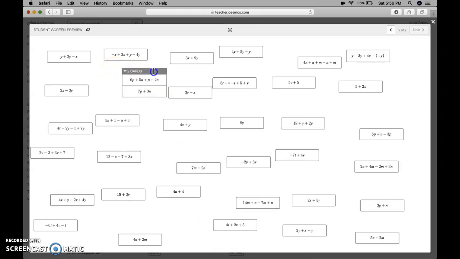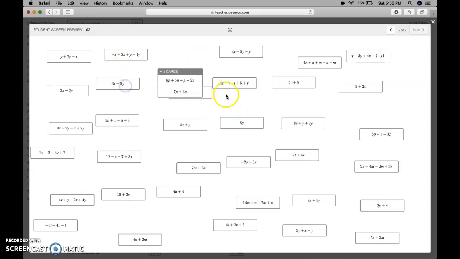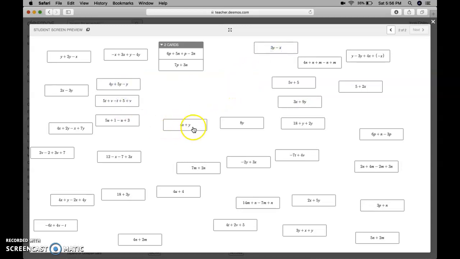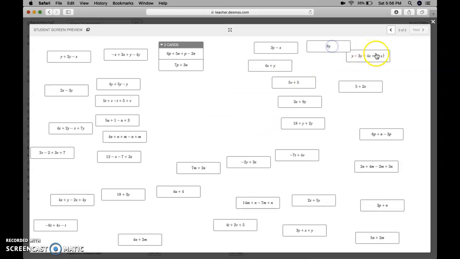You're going to pair all of these cards. The way you're going to sort these is just in pairs. You shouldn't have any groups of 3 or 4 or 5 or anything like that. Just pairs. Half of these are going to be algebraic expressions that need to be simplified, and half are going to be algebraic expressions that are already simplified and you don't need to simplify them further. You just need to pair them with the algebraic expression that's not simplified.